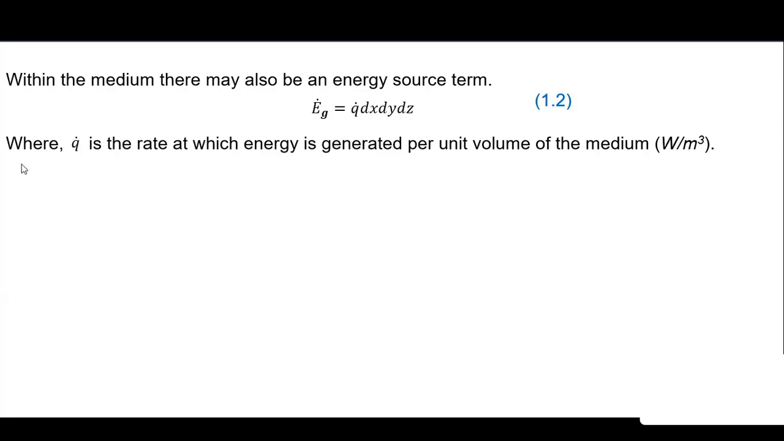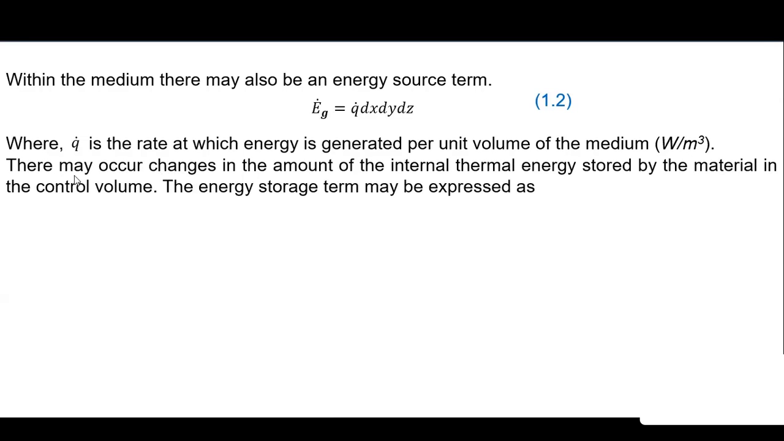We have seen the equations for conduction. Now we are seeing the equation for energy generated within the object. So we have got a second equation. Let us call it 1.2, where q dot is the rate at which the energy is generated per unit volume, and it is expressed in terms of watt per meter cube. There may occur changes in the amount of internal thermal energy stored by the material in the control volume. Now this is the third term. Second term is energy generated.